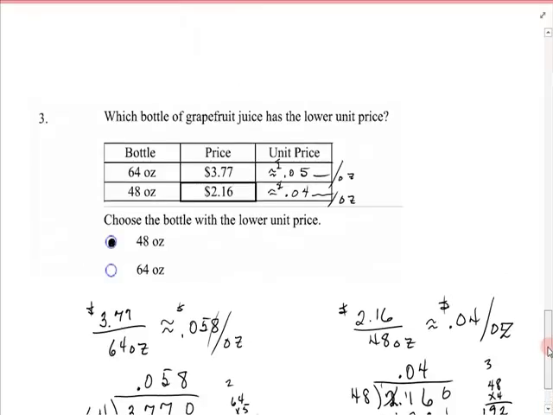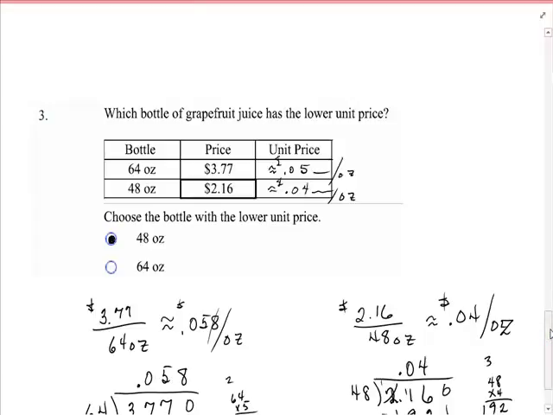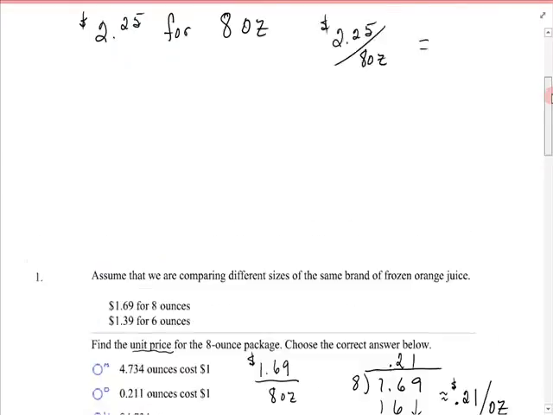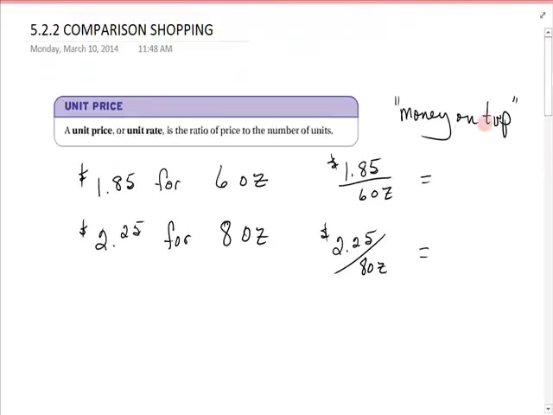All right, let's do one more. Or maybe we won't. We will just have 3 of those. That's good. It's a lot of division. So, unit price. Main thing to remember at the top, money on top. And then divide, compare. The cheaper one is the better buy.